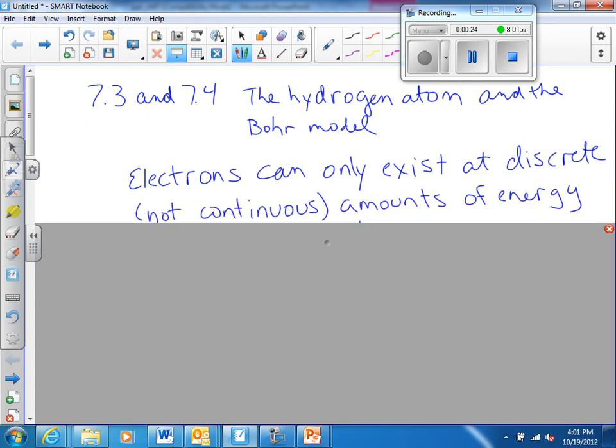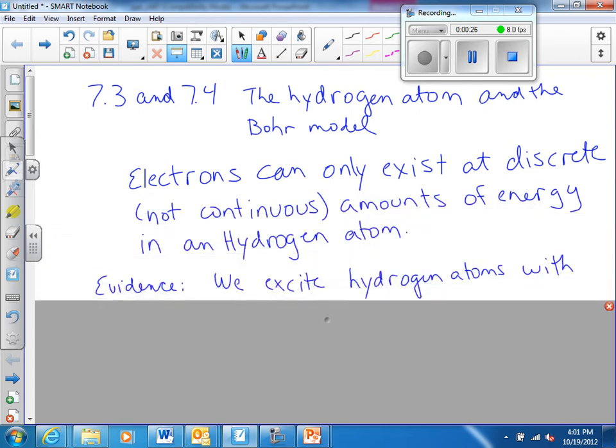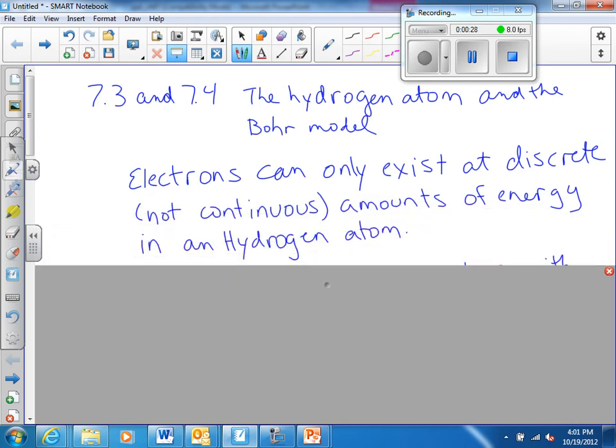So let's start. There's this idea that electrons can only exist at discrete, not continuous, amounts of energy in a hydrogen atom. And we've talked about continuous spectra in prior chemistry classes. In a continuous spectrum, you see all the colors of the rainbow. When you see a rainbow in the sky, that's a continuous spectrum. The light from the sun is getting scattered by the raindrops, creating all the colors of the rainbow.